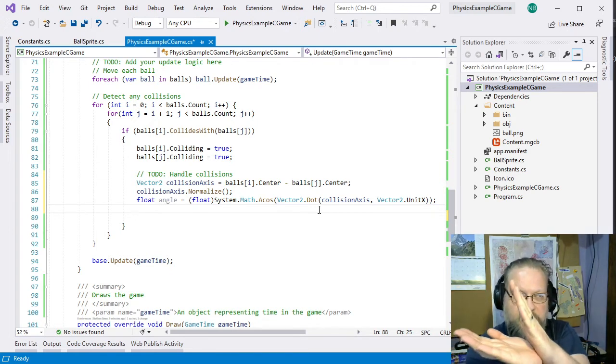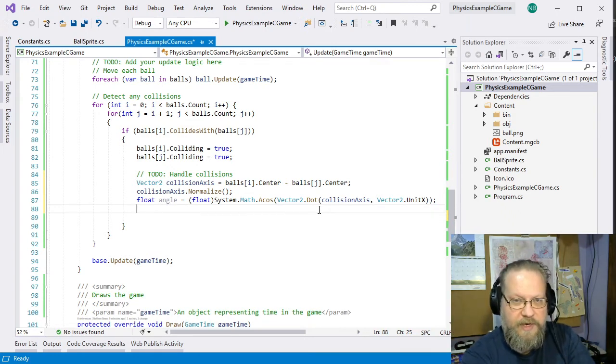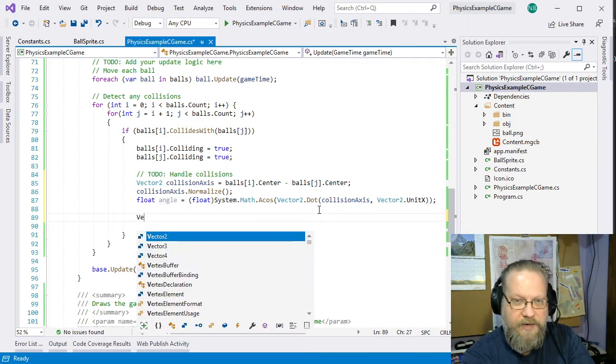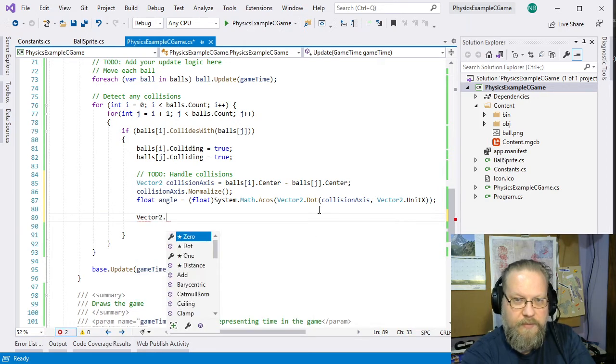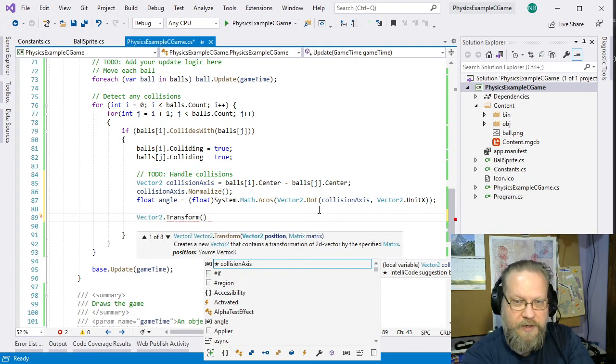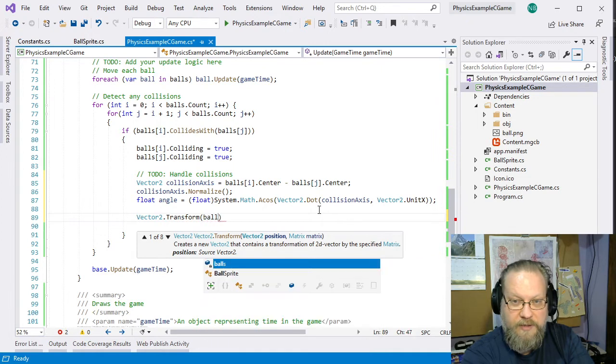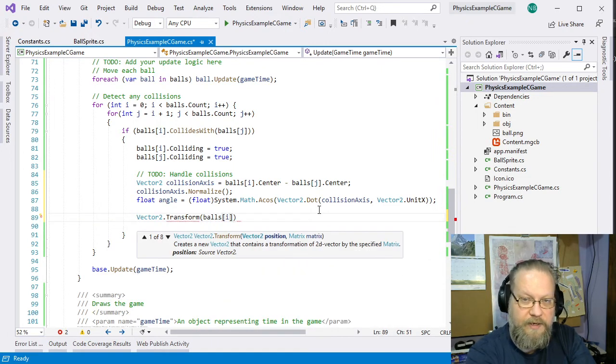And what we're going to do is just rotate our collision axis so that it is aligned with the actual x-axis. And we can do that using another Vector2 method, which is Vector2.Transform, which transforms a vector using a matrix. We're going to transform the velocities, actually, that's what we're after. So balls[i].velocity.